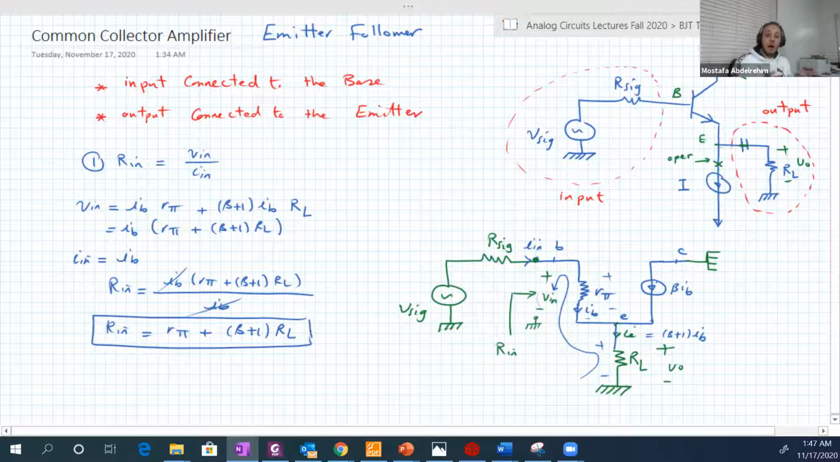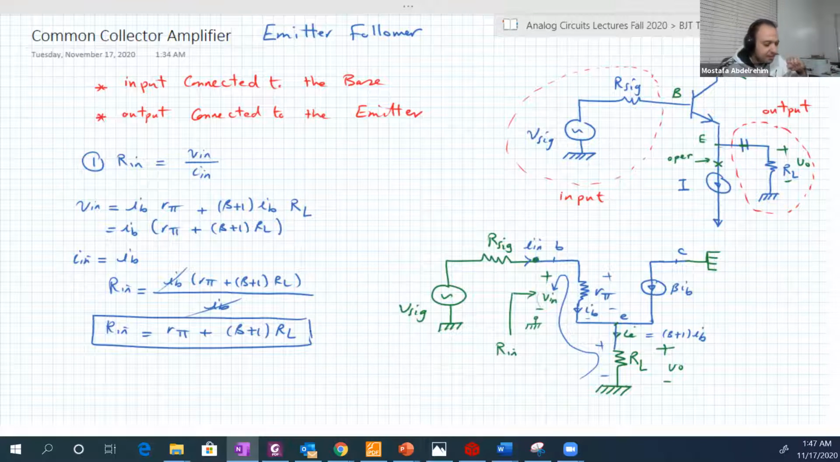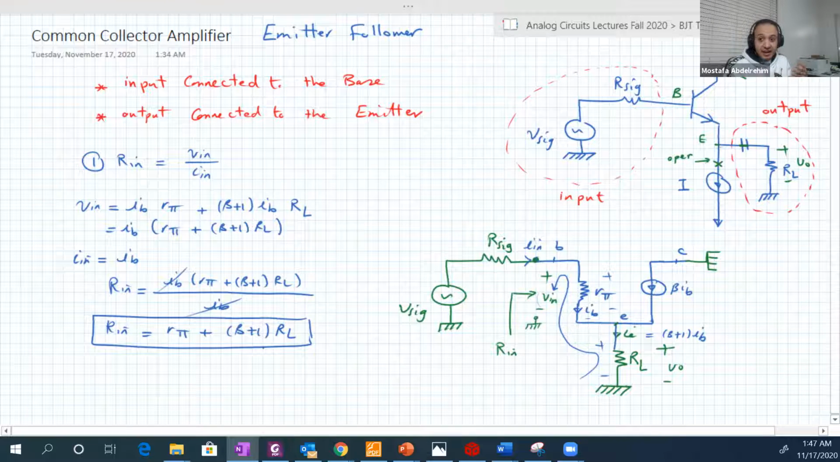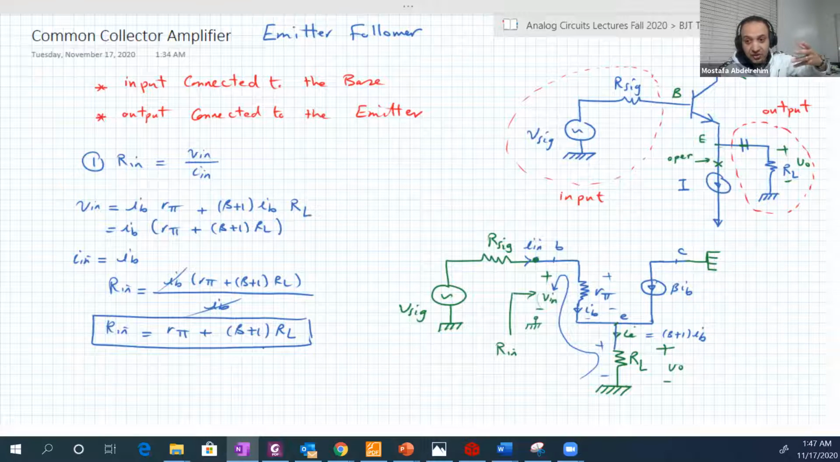We know that R pi is hundreds of ohms to a few kilo ohms. Let's say it's 1 kilo, okay? And beta is usually in hundreds: 100, 150, 200. These are typical values, okay? And RL is also usually, let's say, 1 kilo ohm. So if you multiply 1 kilo ohm, which is RL, by 100, then this will give you 100 kilo ohms, okay?